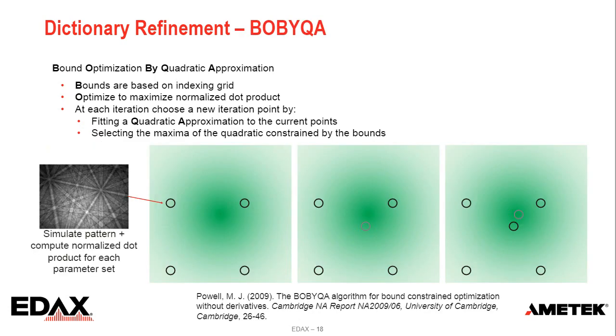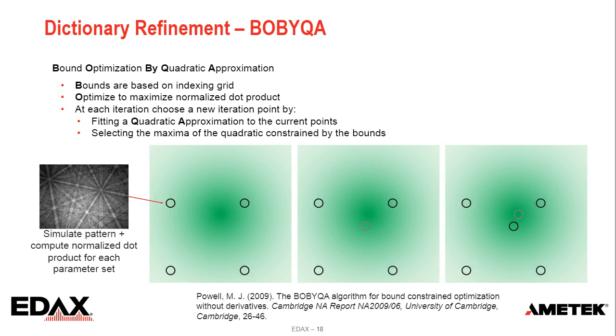So the approach that EMSoft uses, and that's what's exposed through Matrix for doing refinement, is this BOBYQA approach, which is bounded optimization by quadratic approximation. The idea is that you start with bounds based on your dictionary. You know the best fit, the best point in your dictionary, so you can go to the upper and lower bounding points on your orientation grid, and that gives you an orientation bound. Then you basically just have to pick a bound for pattern center shift, which is a separate problem that I will address a little bit more later.